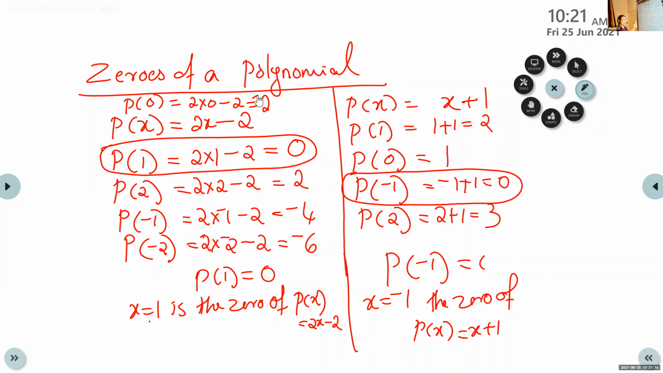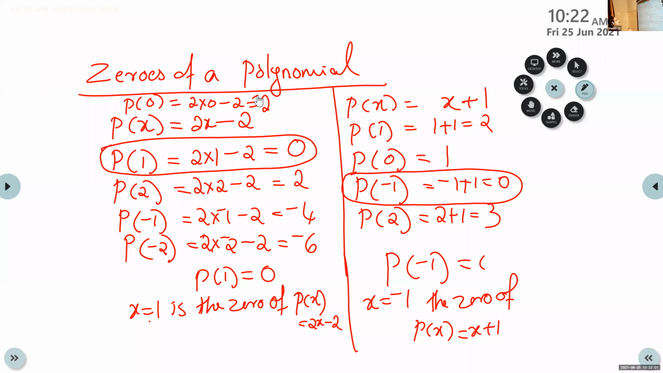For different polynomials, zeros will be different. 0 means when we give some values to x, the value of the polynomial becomes 0. It can be different for different polynomials. We will do many examples. So for this question, P of x equal to 2x minus 2, for this polynomial, 0 is 1. For some other polynomial, that is P of x equal to x plus 1, P of 1 has value 2, but its 0 is negative 1. It can be different for different polynomials. Okay, Abhiram. We will do many examples. We have many examples. One by one we will do.